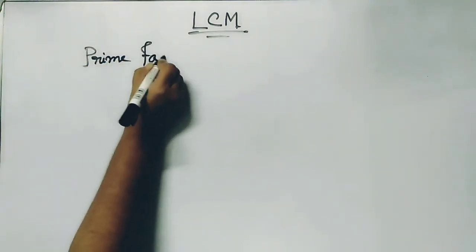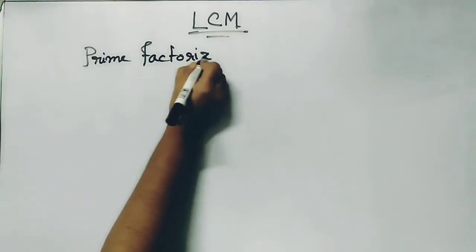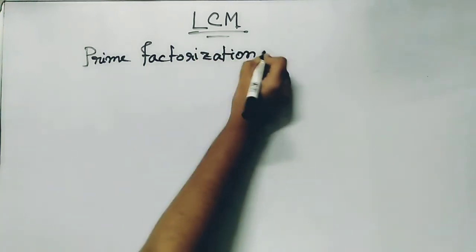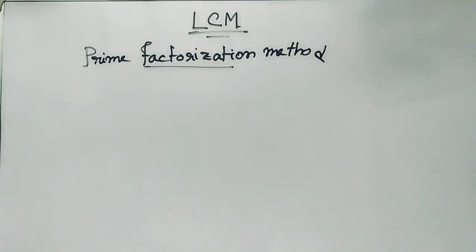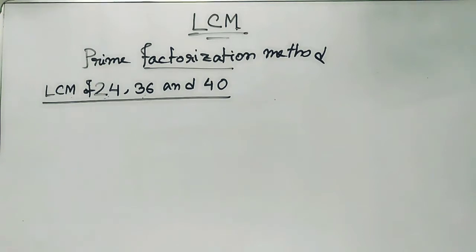Now we have to find the LCM by two methods. First method is prime factorization method and second method is division method. So at first we will know prime factorization method. We will understand it with an example.